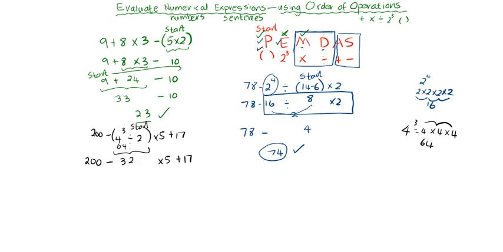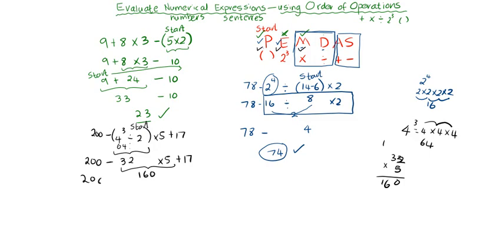Now we're going to say, okay, we finished parentheses. Do we have any exponents? No, because the exponent was in the parentheses. So now we're going to look at, do we have multiplication and division? Yes, we have only a multiplication. There's no division. So 32 times 5, let's work that out. 2 times 5 is 10. And 5 times 3 is 15, plus the 1 is 16. So that's going to give us 160.